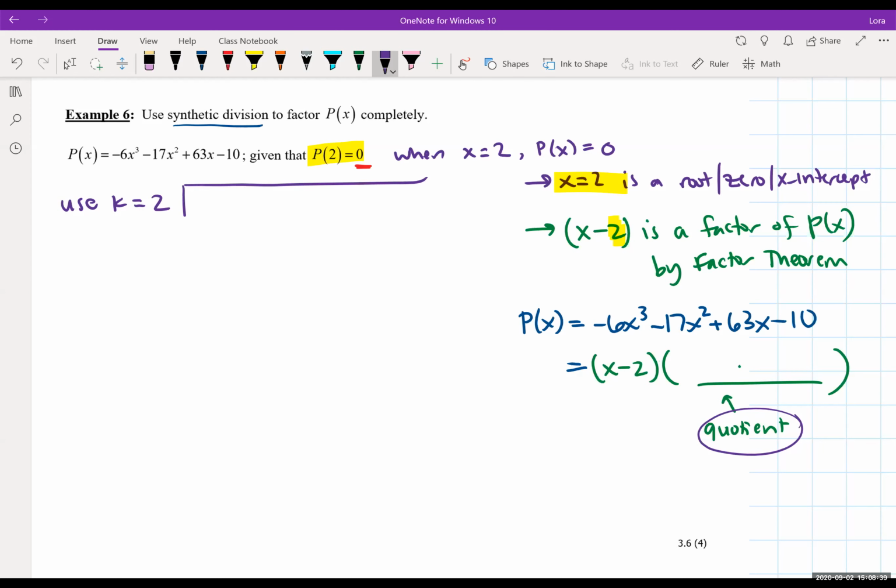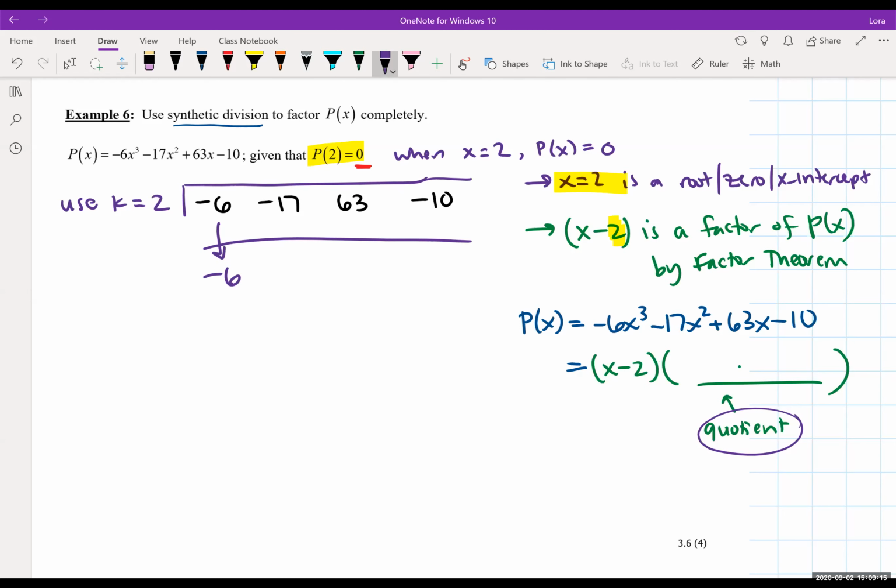Let's keep in mind that when we are using synthetic division, we're always writing everything in descending order and accounting for missing terms if needed. So I do see that we're in descending order, there are no missing terms. So I have -6, -17, +63, -10. As far as the synthetic division is concerned, the first thing we will do is drop the first coefficient down below the bar.